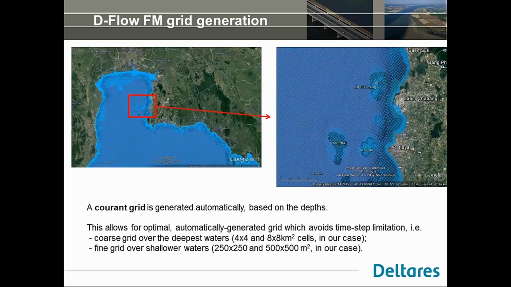So you'll get resolution that varies with depth in a way to minimize your run times. So essentially this allows for optimal automatically generated grid, avoiding time step limitation. So you can have over deeper waters a coarse grid, in our application 4x4 and 8x8 kilometers, combined with fine grid over shallow waters. In this case, between 500 and 250 meter resolution. But you avoid time step limitations by doing it like this. So that's a great feature to really minimize your run times.